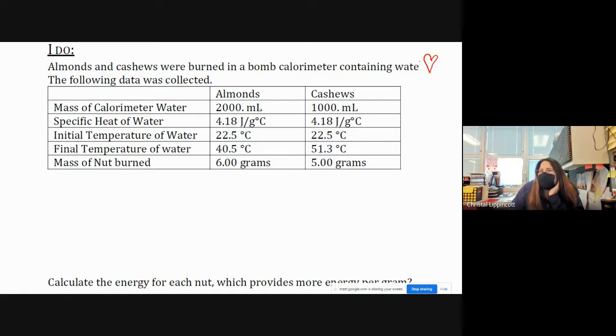Mass over volume. Density. Yes. Density of water is 1. So if we know the density of water is 1, we know that this is going to be 2,000 grams, and this is going to be 1,000 grams.